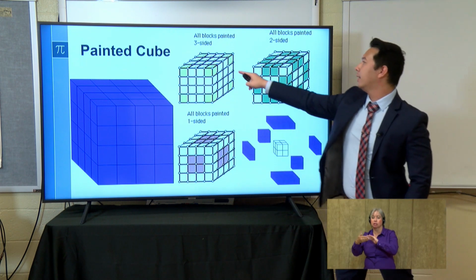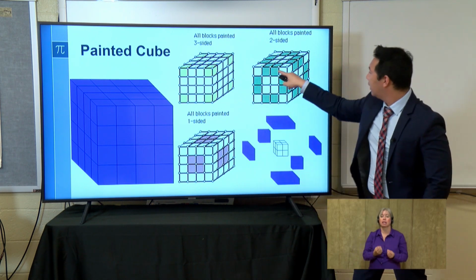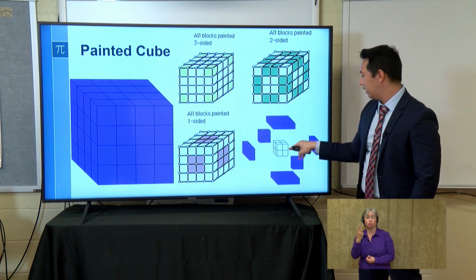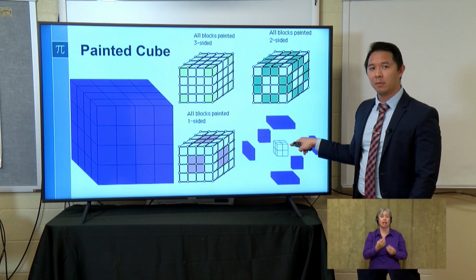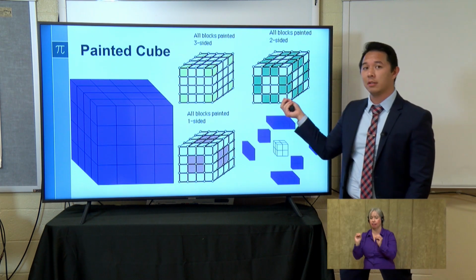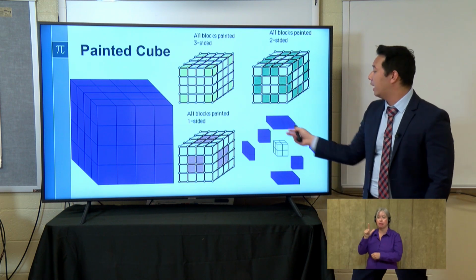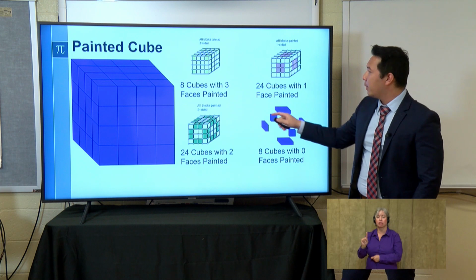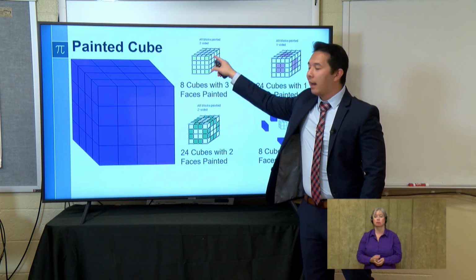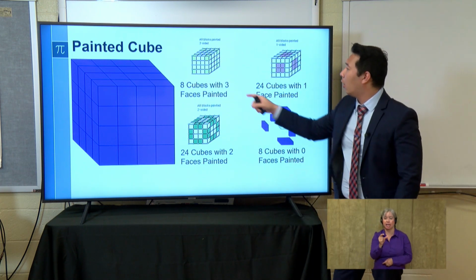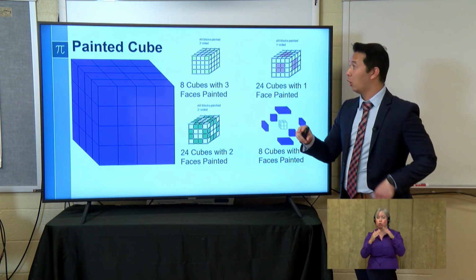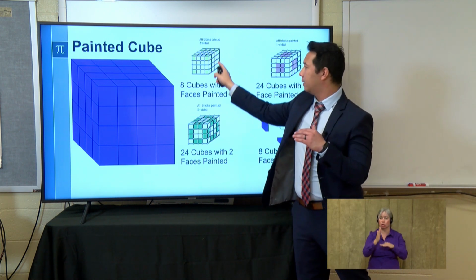So how many have 3 faces painted? How many have 2 faces painted? How many have 1 face painted? And then how many don't have any paint at all? And I really want you thinking about location and thinking about whether or not any of these are shared. So as we think about this, the 8 cubes that have the 3 faces painted on them are all located in the corner of our larger cube. So all of these are corner pieces.